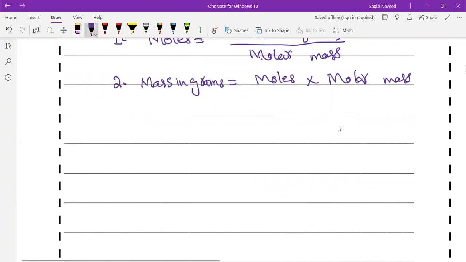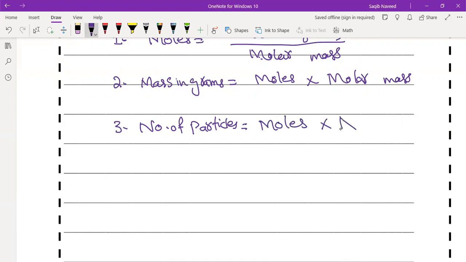The third basic formula which we apply over here is how to find number of particles. Number of particles may be atoms in case of atomic substance like sodium, and number of particles may be molecules in case of oxygen. So the formula to find number of particles is moles times Avogadro number. Avogadro number you know is the constant. It's 6.02 into 10 to the power 23.